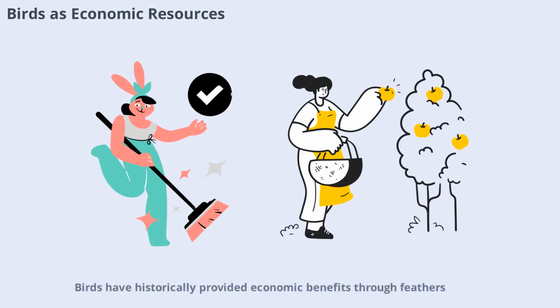Birds have historically provided economic benefits through feathers, nest products, and guano. While the trade in most bird feathers is now banned, peacock feathers are still used. Edible-nest swiftlets produce nests that are harvested for soup, providing income to local communities. Bird droppings, or guano, are a valuable fertilizer, especially in areas where birds breed in large colonies. These resources highlight the practical value of birds beyond their ecological role.